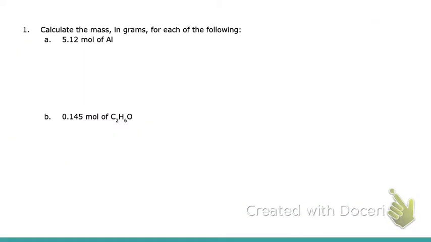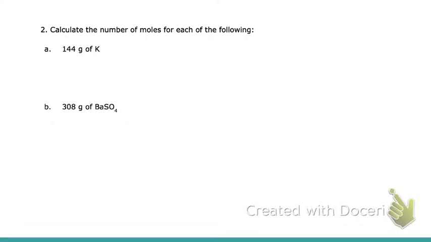As we move on and look at the next style set of problems, we are now starting with grams or mass, and they want to know how many moles we have. So this first one, we're working with just an element, potassium. So we have our given of 144. So what we can do is access our periodic table to get its molar mass. The molar mass of potassium is 39.10.